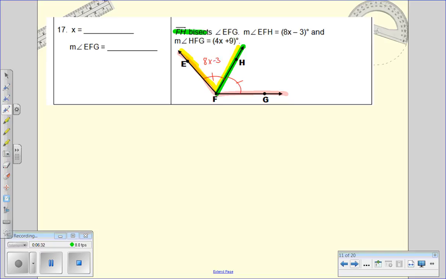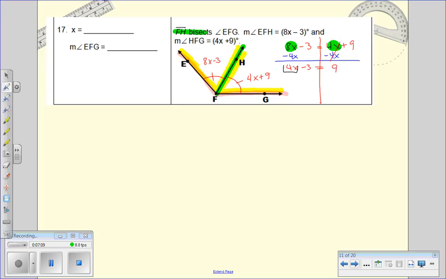And we're also given that HFG, so start at H, go to the vertex F, end at G, that's the one to the bottom right, is equal to 4x plus 9. If FH bisects it, then that tells us 8x minus 3 is equal to 4x plus 9. In order for us to solve for x, I have to get the x's on the same side, so we're going to move the 4x by subtracting 4x. That'll give us 4x minus 3 on the left is equal to a positive 9.